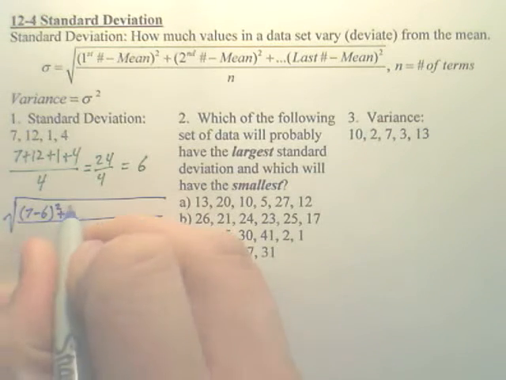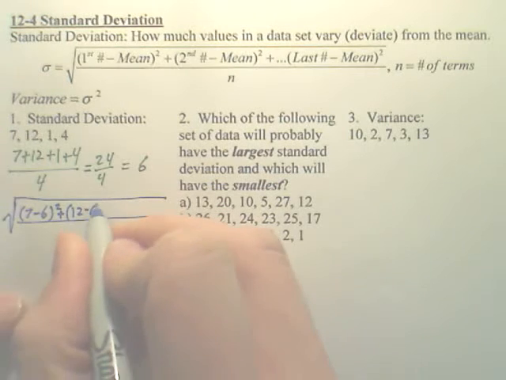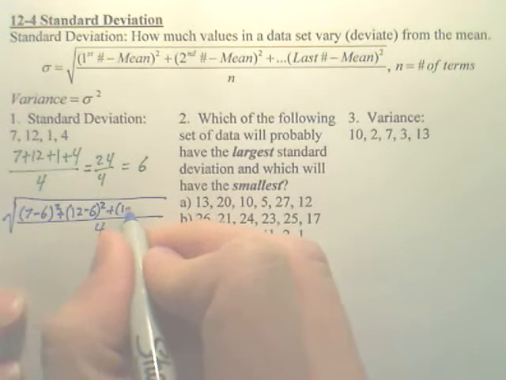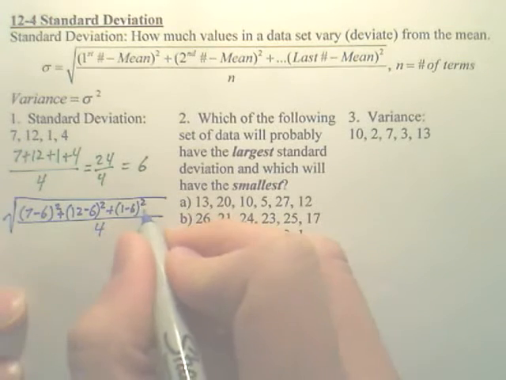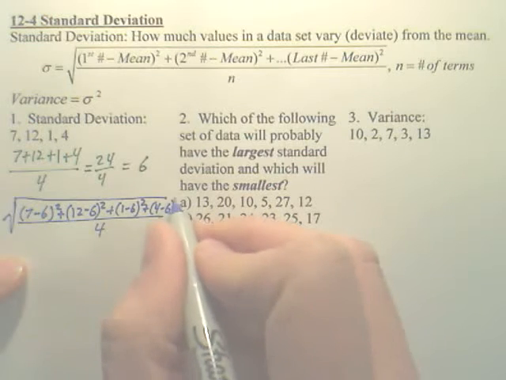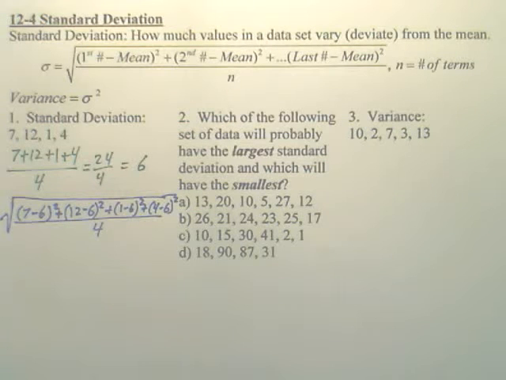And then you add, do it again. My next number is 12. Subtract my mean and square it. My next number is 1. Subtract my mean, square it. And my next number is 4. Subtract my mean, square it. Kind of hard to fit in that gap. I'm sorry, you kind of do your best. Now you just do the math and you'll get an answer.